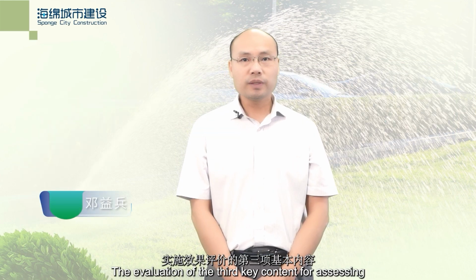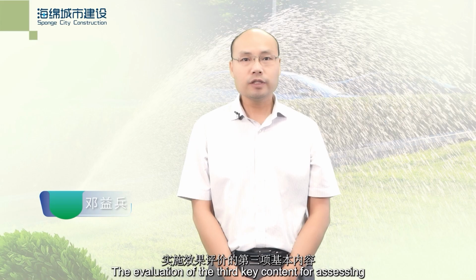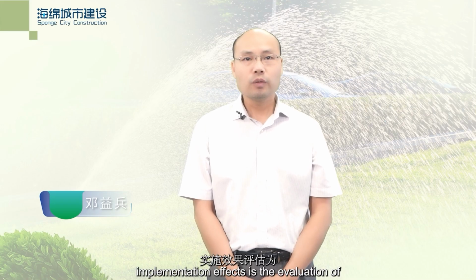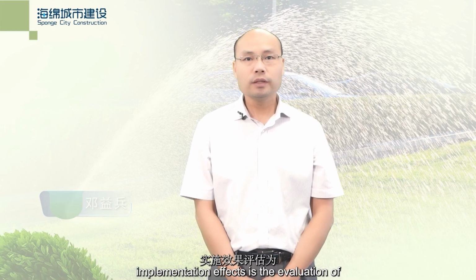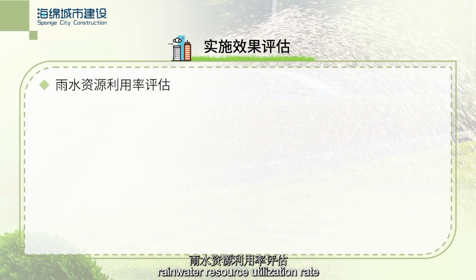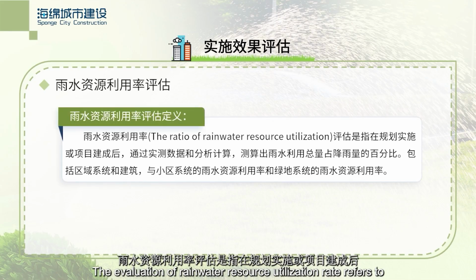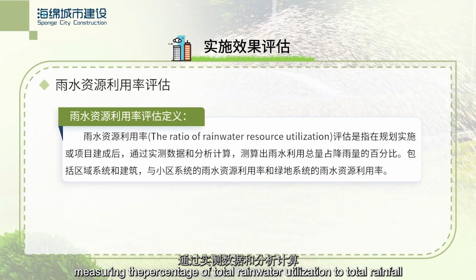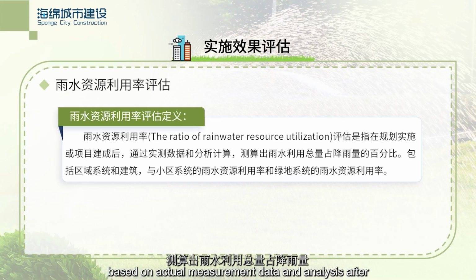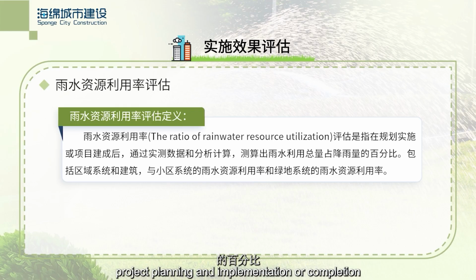The evaluation of the third key content for assessing implementation effects is the evaluation of rainwater resource utilization rate. The evaluation of rainwater resource utilization rate refers to measuring the percentage of total rainwater utilization to total rainfall based on actual measurement data and analysis after project planning and implementation or completion.